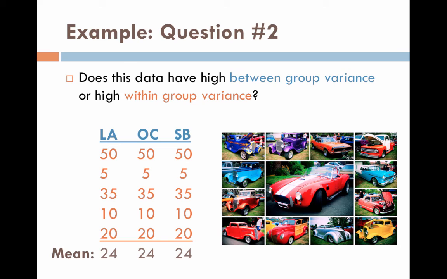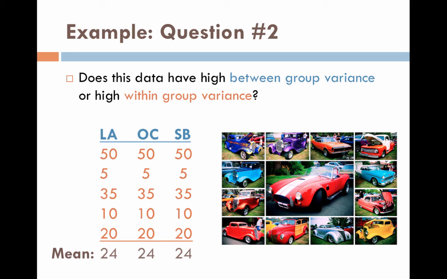Okay, so looking at the 5 people from LA, we see one person drove 50,000 miles, another person drove 5,000 miles, another person drove 35,000 miles, another person drove 10,000 miles, and another person drove 20,000 miles. And we see that the mean for LA was 24. The mean for Orange County folks was also 24, and the mean for San Bernardino folks was also 24. So we see that between the 3 groups, they all have the same average, 24,000 miles.